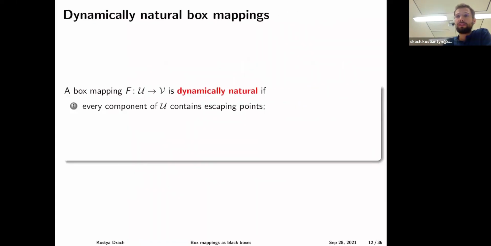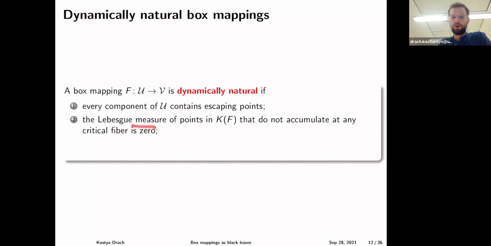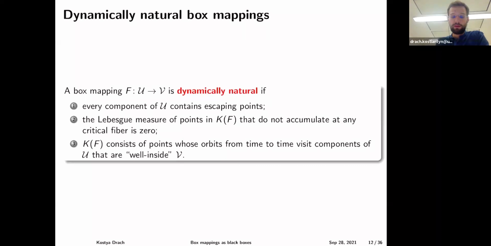And therefore, if we want to conclude something meaningful and having some applications in mind, we arrive at the notion of dynamically natural box mappings. We call a box mapping F dynamically natural if, in some sense, all these pathologies do not occur. And informally, we say that F is dynamically natural if, first of all, every component of U has escaping points. Secondly, the Lebesgue measure of points in the non-escaping set that do not accumulate at any critical fiber is zero. So this is something that we would expect for rational maps. And finally, the filled Julia set consists of points whose orbits from time to time visit components of U that are well inside of V.